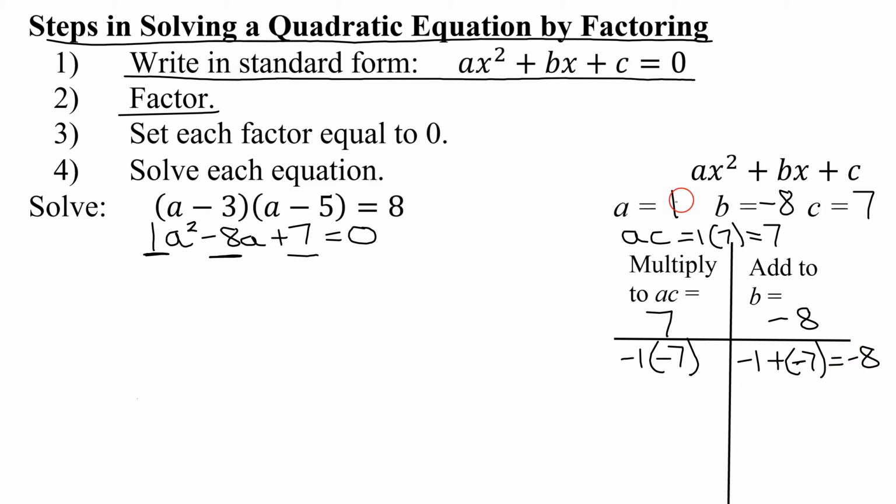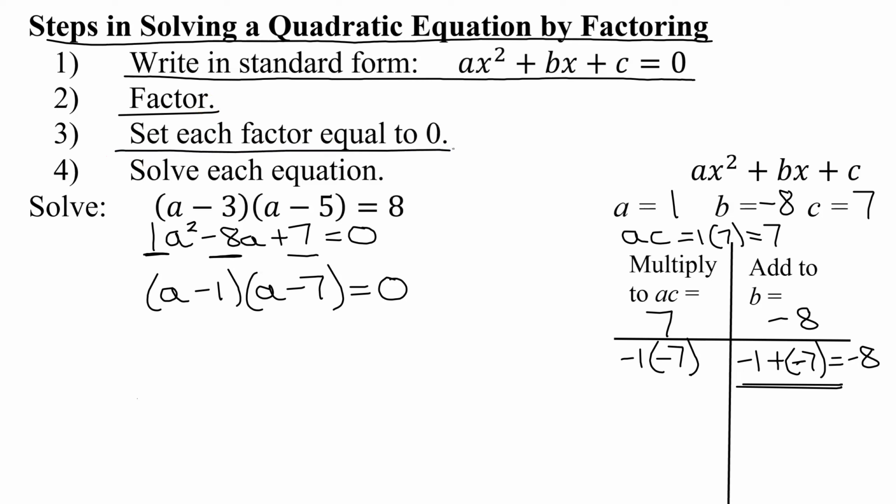Now, if my a term was not 1, I'd have to break the middle term down into these two. But since my leading coefficient was a 1, these are my factors. So this is going to factor to a minus 1 times a minus 7 equals 0. So I've now factored it.